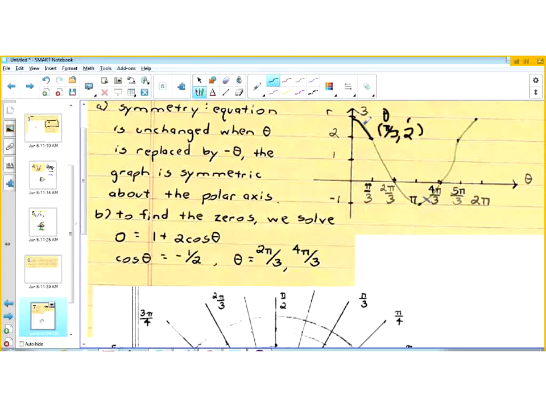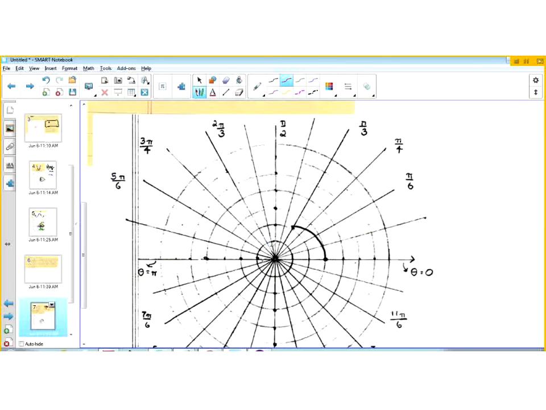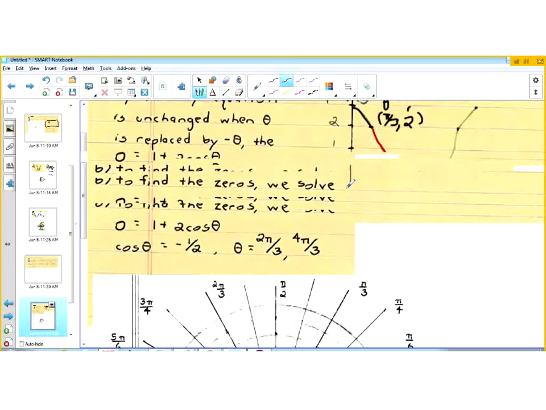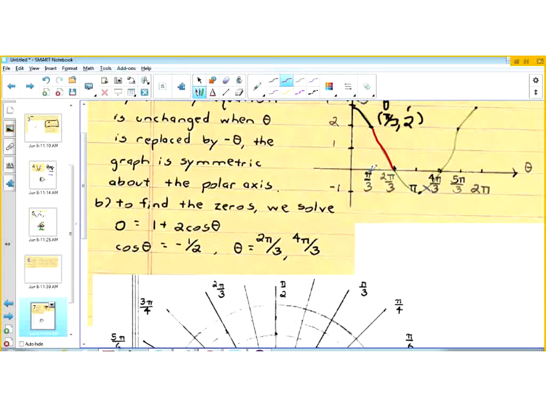All right, now from pi thirds to 2 pi over 3, we range from 2 to 0. So at 2 pi over 3, we have to come back to 0. So going counterclockwise in my drawing of the arc, we do this. All right. Now from 2 pi over 3 to pi, we range from 0 to -1. All right. So now we do this piece.